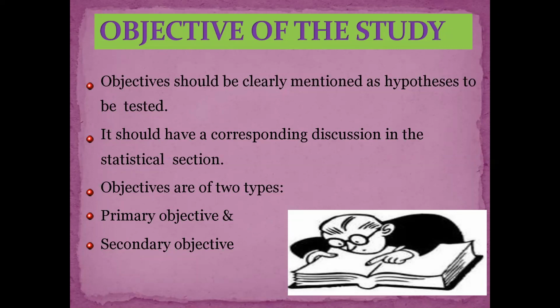So the research question is usually reflected in the title, and what the title is saying, the objective should be there to bring that about. You should clearly mention it as a hypothesis. This is how it comes: what you want to be tested, the hypothesis. And it should also have a corresponding discussion in the statistical section.